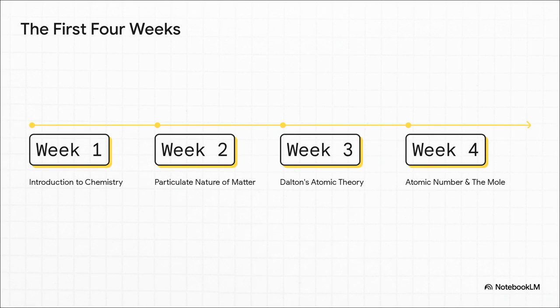We start broad in week 1, just a general intro. Then, boom, week 2 zooms right into the microscopic, this kind of radical idea that matter isn't just one continuous thing. Week 3 gives that idea a name and a set of rules with atomic theory. And by week 4, we're actually learning the tools to count and measure these tiny, invisible particles. You see? Each week is like pouring a new layer of concrete for that foundation.